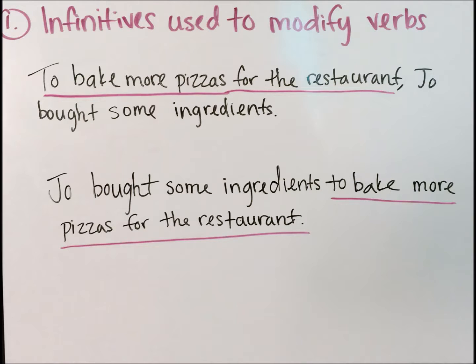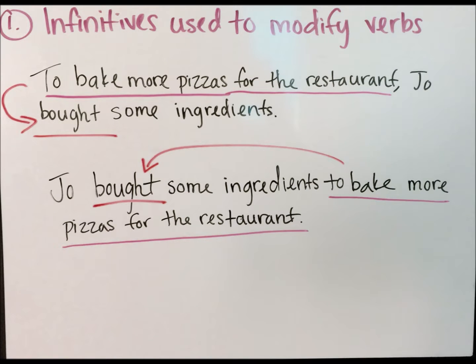So here you see to bake more pizzas for the restaurant underlined. This is the adverb infinitive that modifies bought, which is the verb of the sentence. To bake more pizzas for the restaurant answers why Joe bought some ingredients.